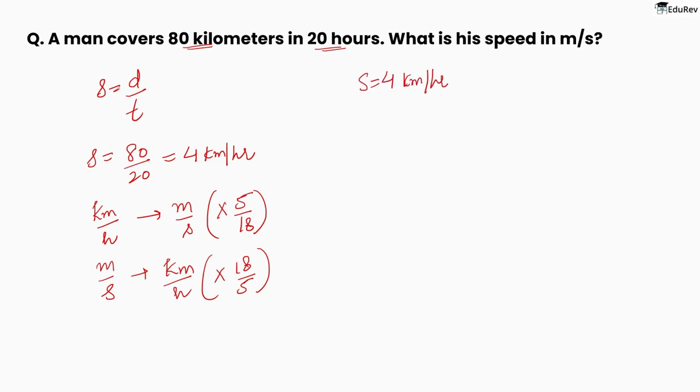So in this question, we have found out the value of speed to be 4 kilometers per hour. So to convert it into meters per second, we will multiply 4 by 5 upon 18, which will turn out to be 10 upon 9 meters per second. And by further dividing, we get speed as 1.11 meters per second. Do remember this formula for conversion. We multiply by 5 upon 18 when we have to convert kilometers per hour into meters per second, and we multiply by 18 upon 5 when we have to convert meters per second into kilometers per hour.